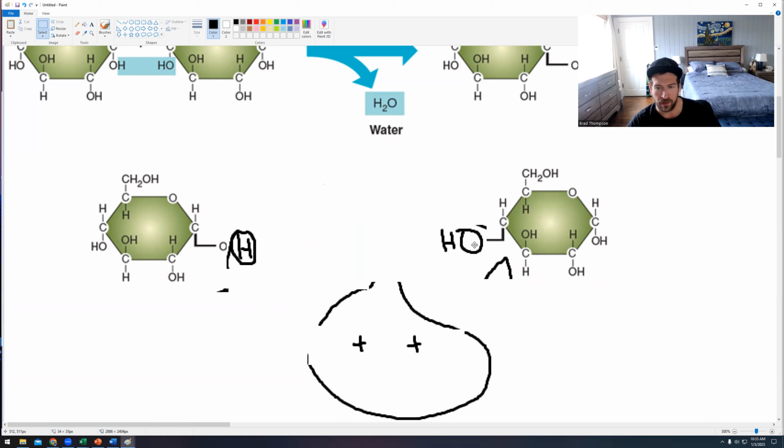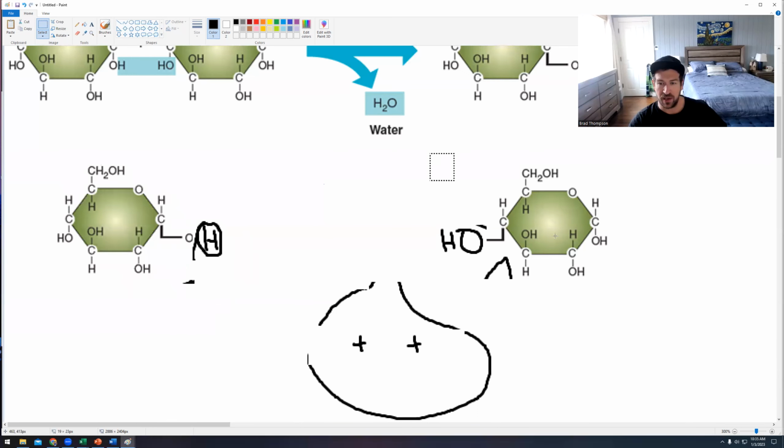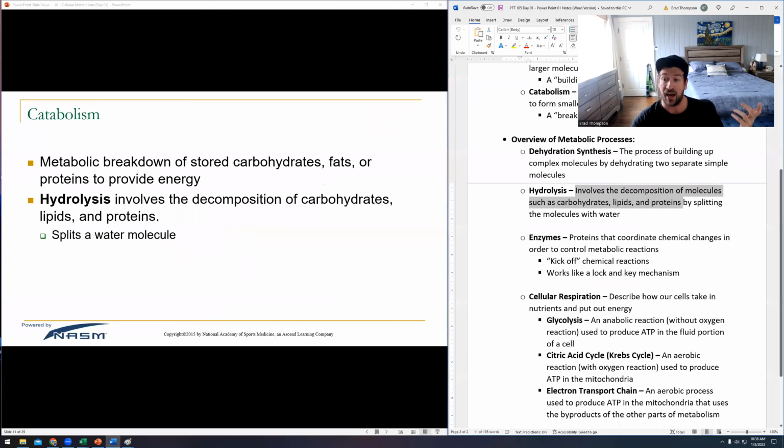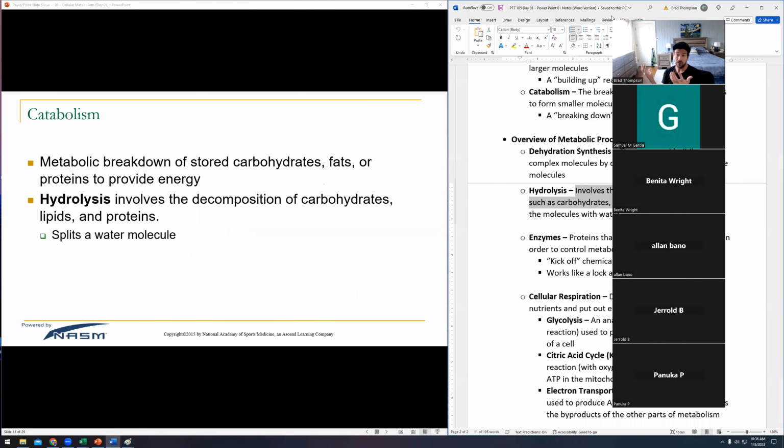And there we go. I have taken one big complicated molecule, and I put a little bit of water in between it, and that broke it up. And now I've got two separate individual sugars. Remember earlier I said I can use sugars to produce energy. So I stored a bunch of sugar in my glycogen, and I released that sugar by breaking it up, by actually shoving water in between.